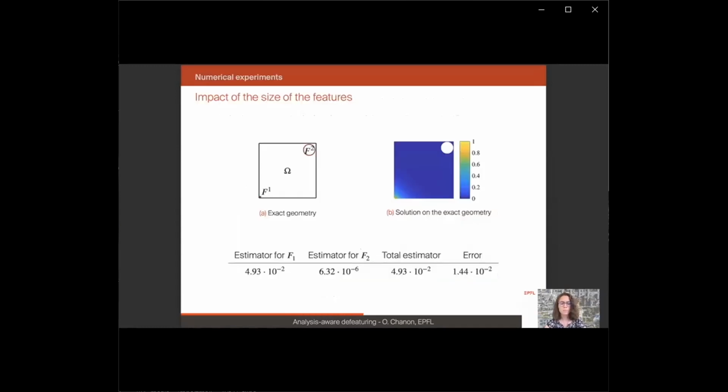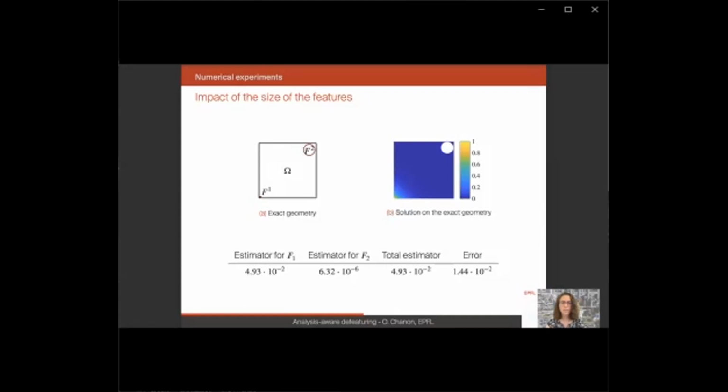This first numerical experiment shows that the proposed estimator is not only driven by the geometrical properties of the features such as their size, but also by the solution of the PDE at hand. Indeed, let us consider the geometry containing two holes that is illustrated in the left image. In this case, the defeatured geometry is simply a square. The upper right hole F1 is 2 orders of magnitude larger than the bottom left one, called F2. And the considered Laplace problem gives the exact solution that is shown on the right.